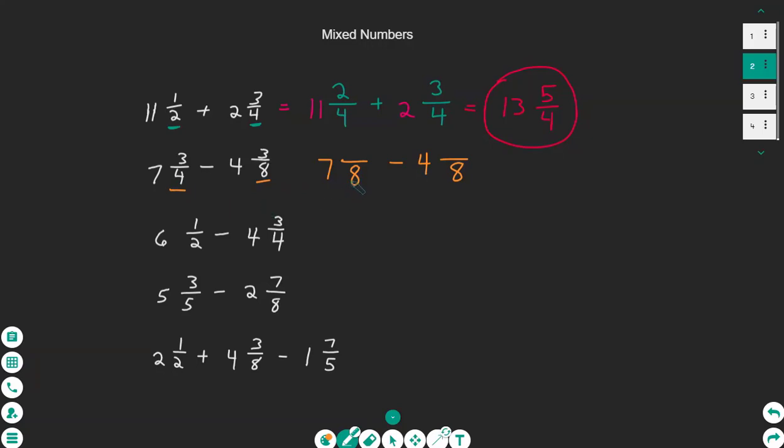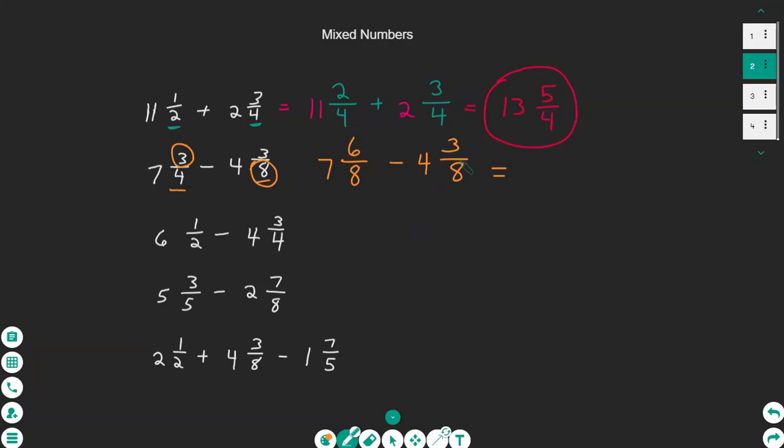4 times what gave me the 8? 2, right? 4 times 2 is 8. So we need to take the 3 and multiply the 3 by 2 to get to the 6. All right, and then in the second fraction, 8 times what gave me 8? Well, that's just 1. Nothing changed. So nothing will change in the numerator. It's just a 3/8. Now we've got our fractions with common denominators.